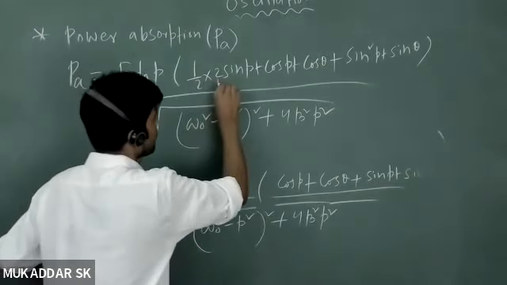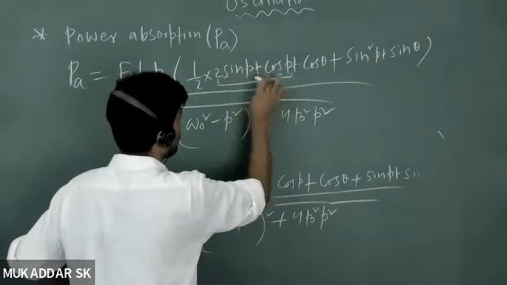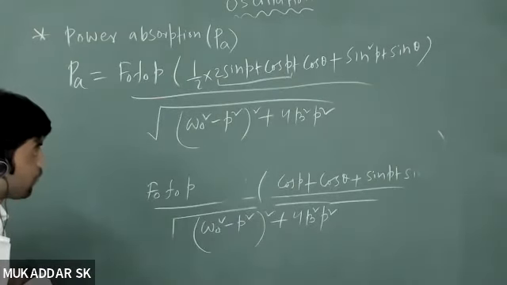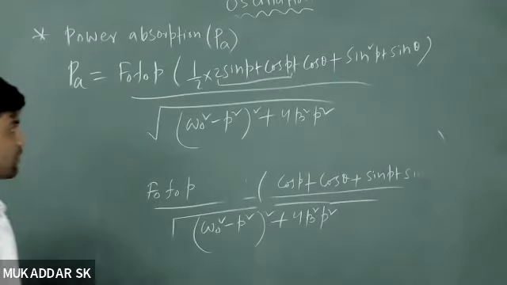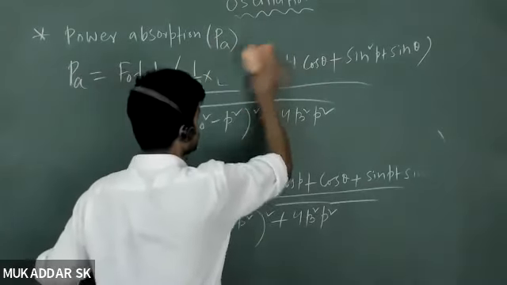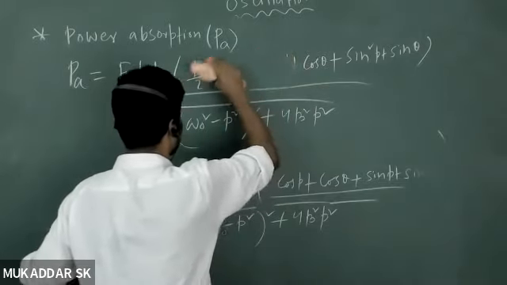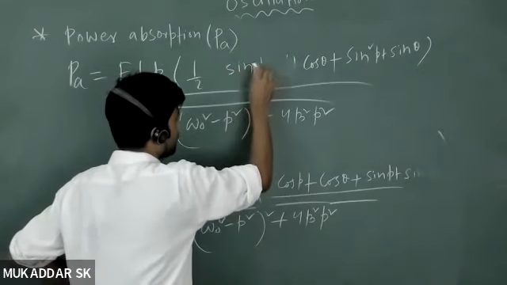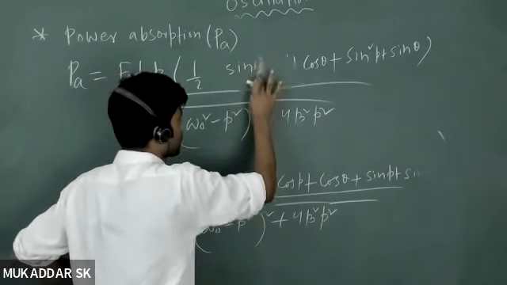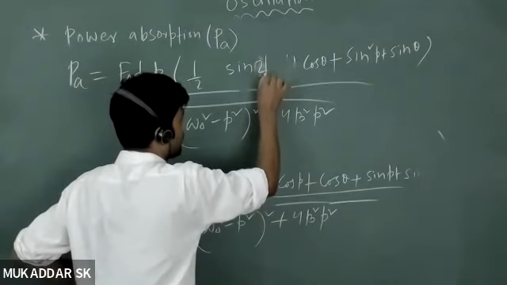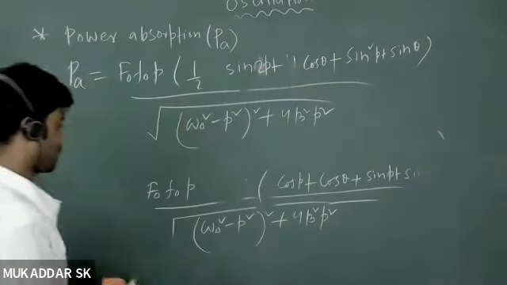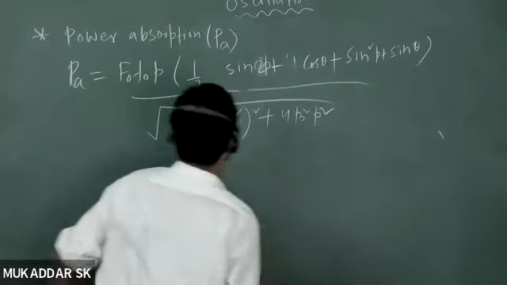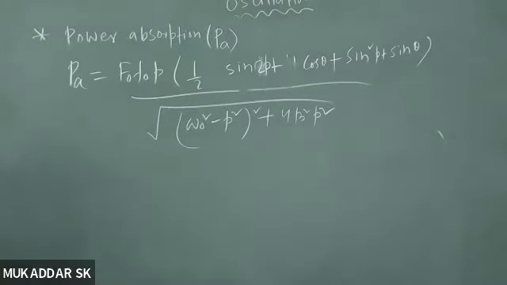So this thing, 2 sin a cos b, that is nothing but what? Sin 2pt, right? So in place of this, I can write sine of twice pt. So this is your power absorption, right?